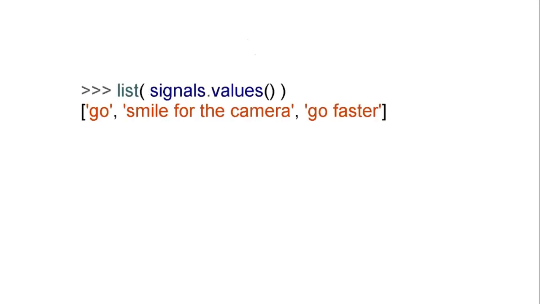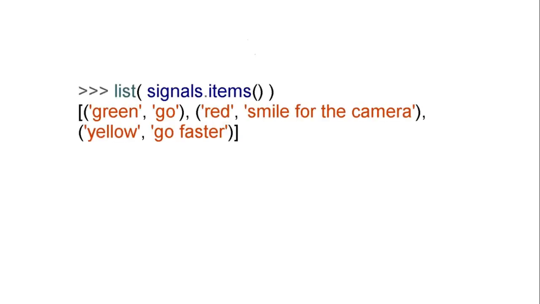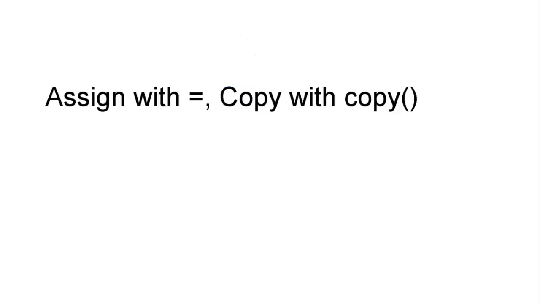Get all values by using values. To obtain all the values in a dictionary, use values. Get all key-value pairs by using items. When you want to get all the key-value pairs from a dictionary, use the items function. Each key and value is written as a tuple, such as green, go.